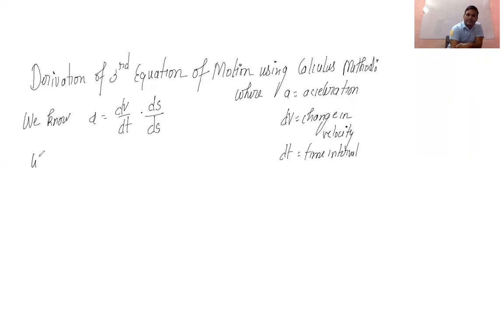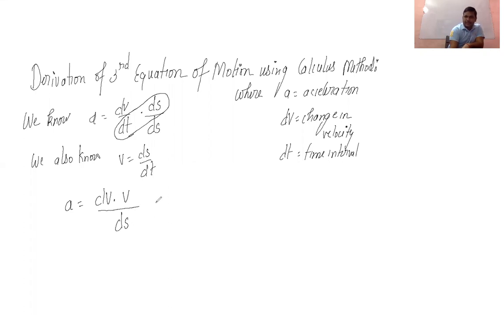And we also know that v is equal to ds by dt. So this is basically ds by dt, which will be equal to v. We can substitute and get a is equal to v dv by ds. Now you can rearrange this equation: it becomes a ds equals v dv.